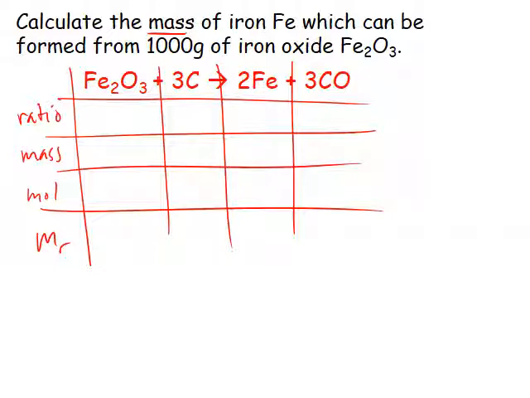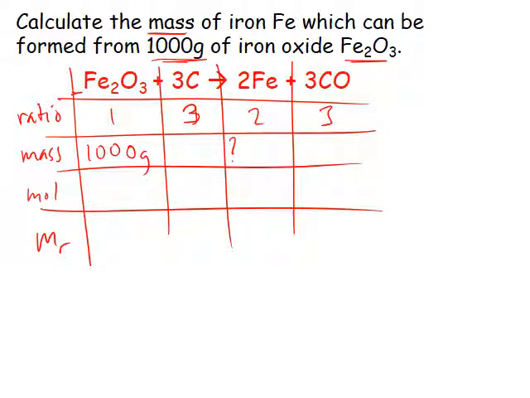So here we said calculate the mass of iron. So let's put a question mark in the mass of iron, which can be formed from 1,000 grams of iron oxide, which is Fe2O3. So 1,000 grams of iron oxide. Okay, so we should be able to work this out. So our ratio here, we look at the number in front. So our ratio is 1, 3, 2, and 3.